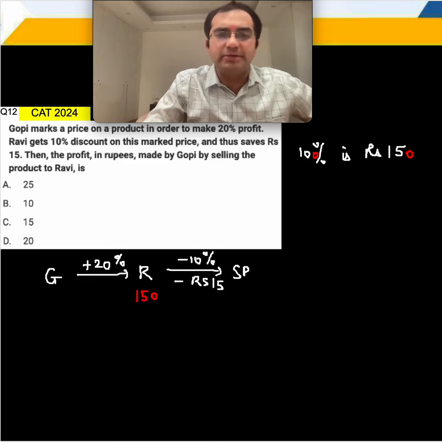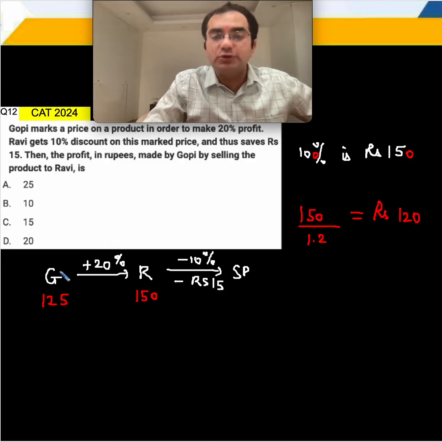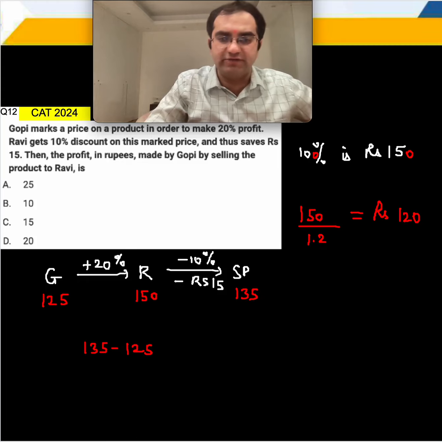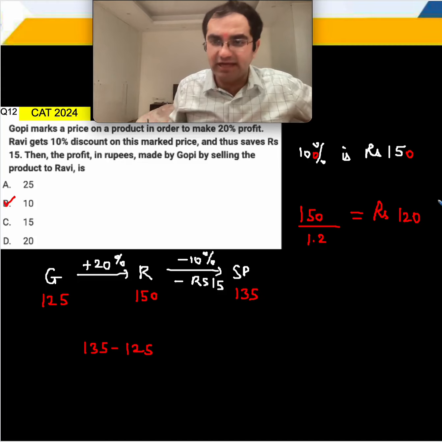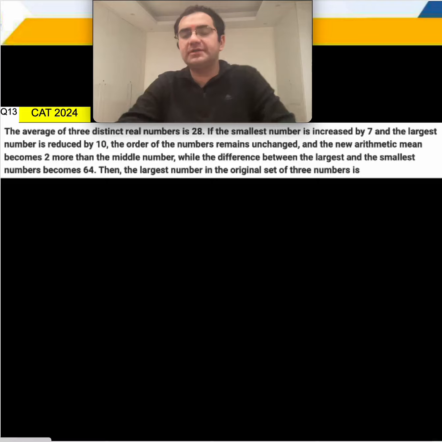So 150 divided by the multiplication factor 1.2 becomes the price at which Gopi had bought it. That is 125 rupees. Sorry, it is not 120, it is 125. I'll correct that. So 125, say 150, and then a discount of 15 rupees becomes 135. The profit for Gopi: bought at 125, sold at 135. 135 minus 125 is 10 rupees. B part is the right answer for question number 12. Really easy, not a very easy question. You could have done this in 2.5 minutes in the exam.